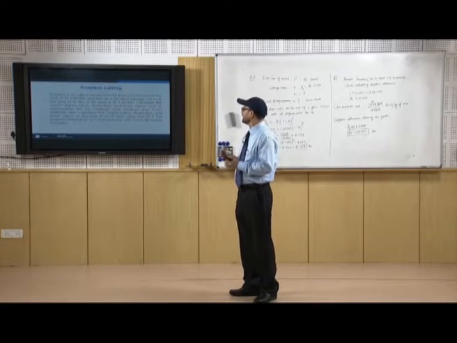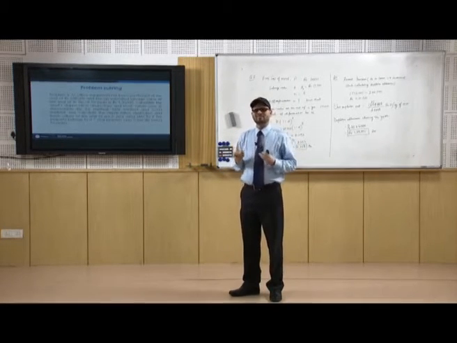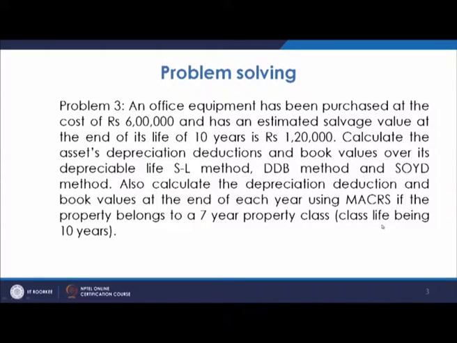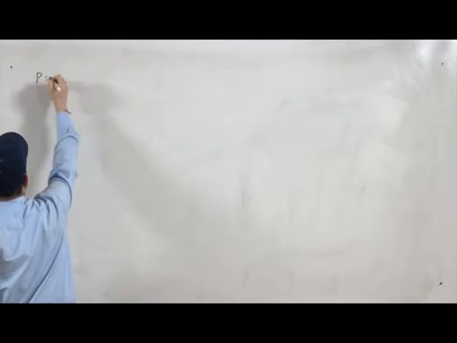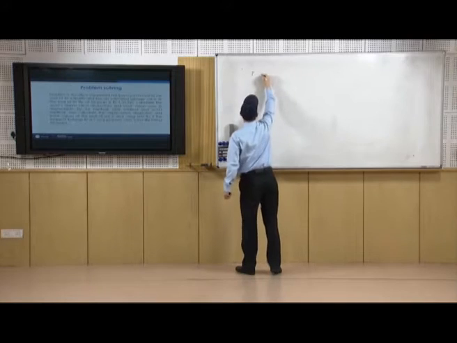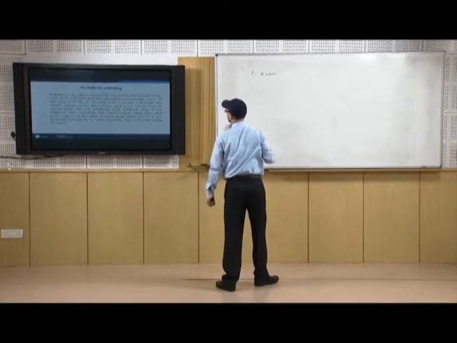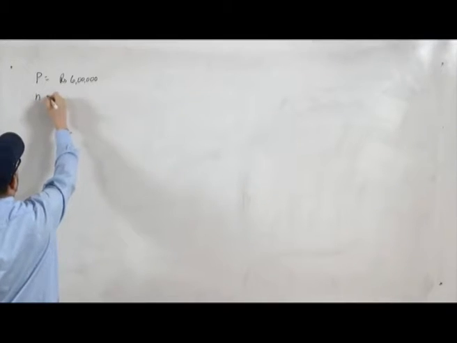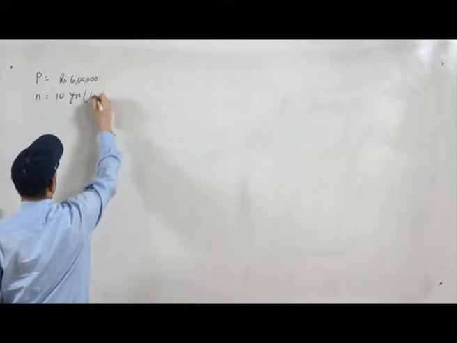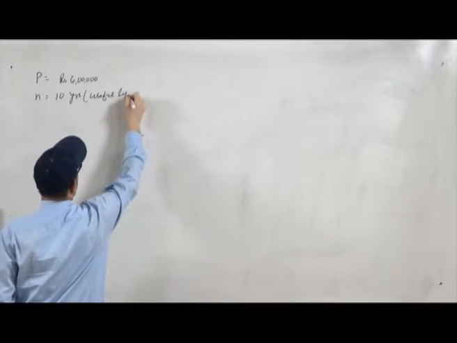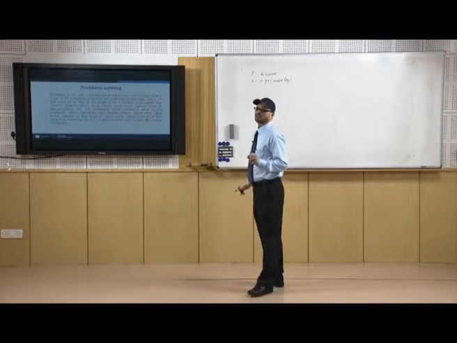So, basically in this question we will calculate the depreciation charges for every year using the 4 methods which we have studied so far. So, we will solve this question. Now, in this question it is given P as rupees 6 lakh, N as 10 years, the useful life of the asset is 10 years.